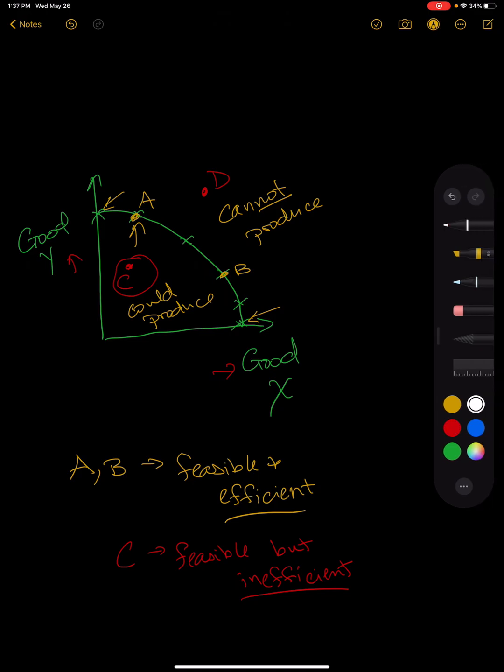What about a point like D, which I'm now going to go over in white? A point like D is not feasible. You cannot produce at D.